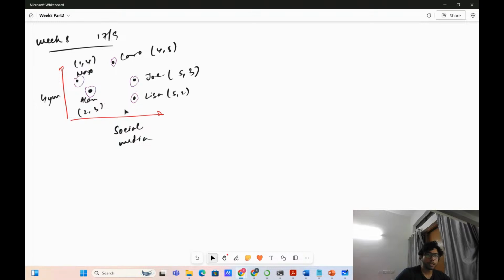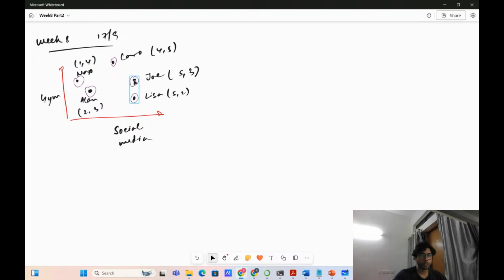So the first step that we do is we find which two clusters are closest. For that, we calculate the distance between all the points, right?